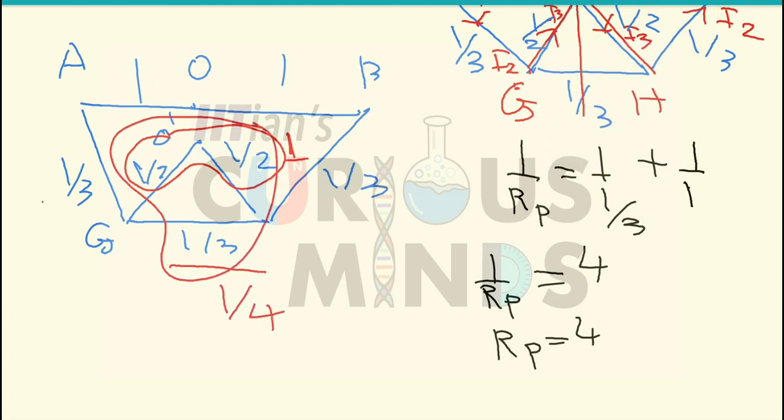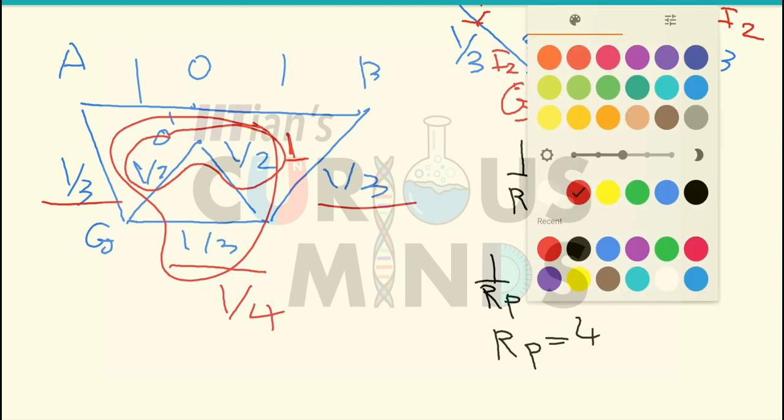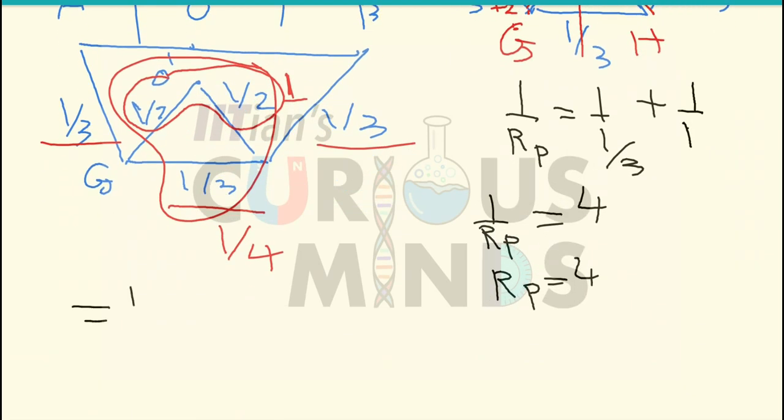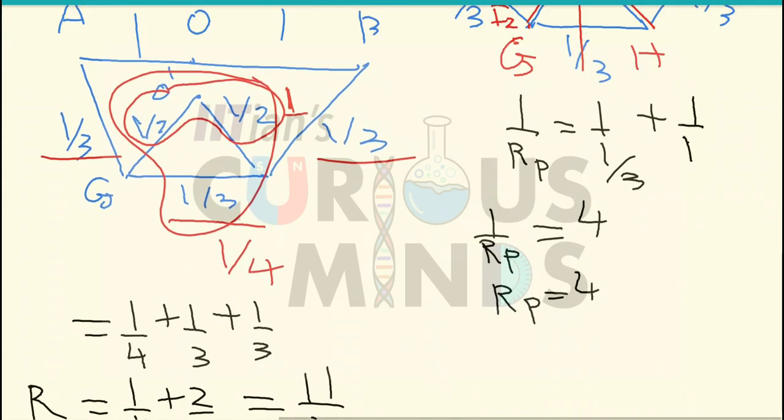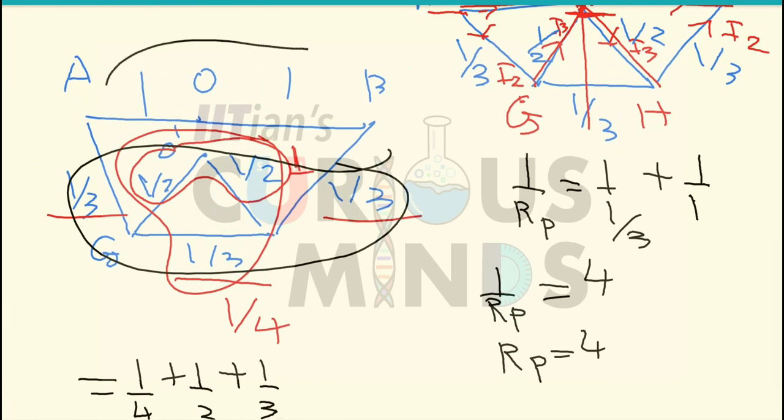Okay, 1 by 4 is in series with 1 by 3 and 1 by 3. So the equivalent resistance will be 1 by 4 plus 1 by 3 plus 1 by 3, which will be equal to 2 by 3. So 1 by 4 plus 2 by 3 will give me the answer as 3 plus 8, which is equal to 11, so 11 by 12. This is the equivalent resistance of this entire part. This 1 ohm and 1 ohm are in series, which will give me the answer as 2 ohms.